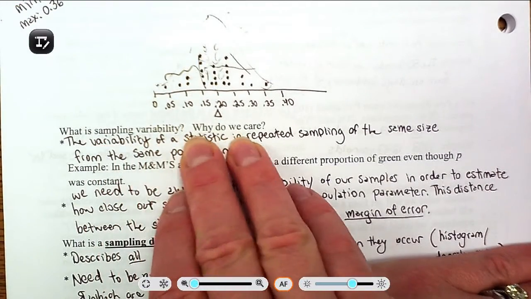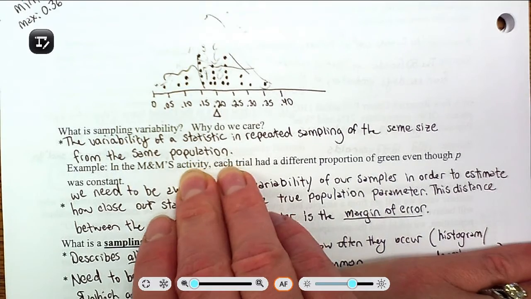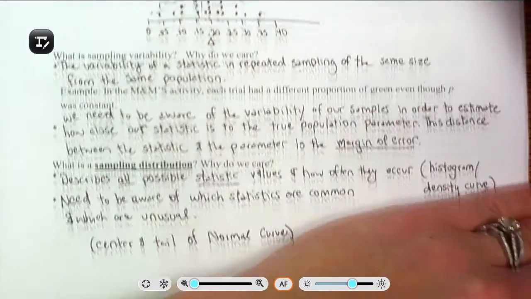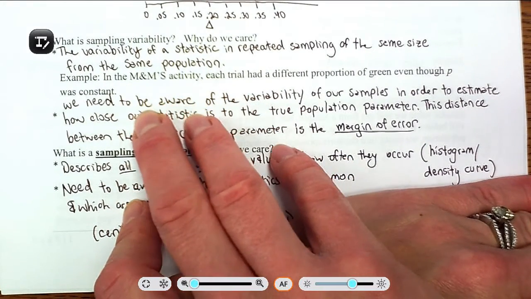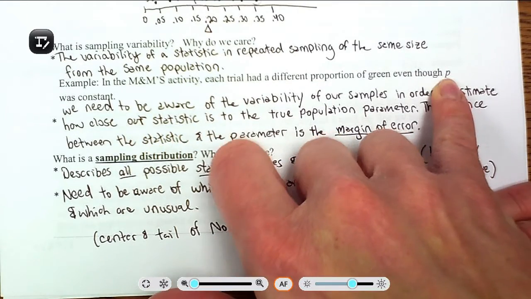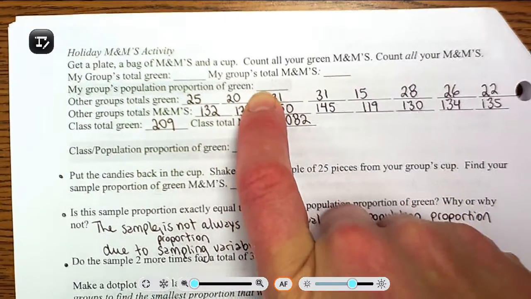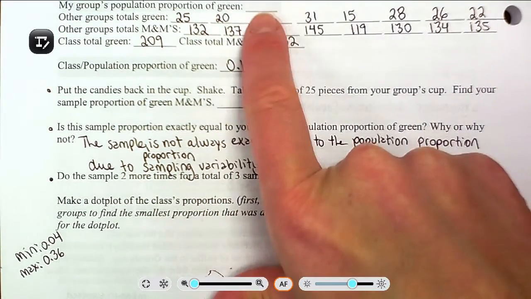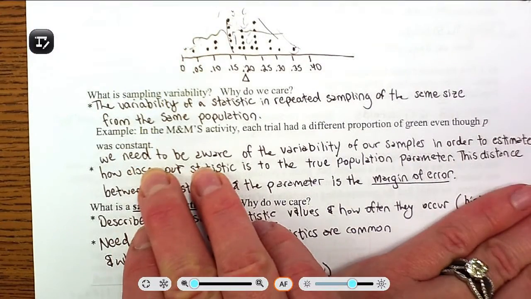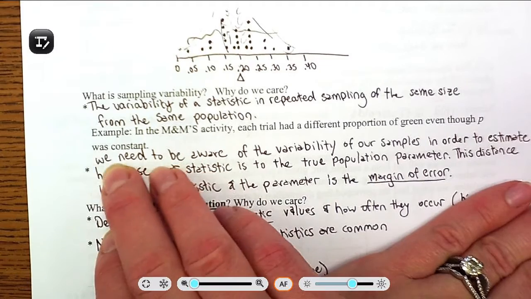Okay, what is sampling variability and why do we care? Sampling variability is the variability of a statistic in repeated sampling of the same size from the same population. Example, in the M&Ms activity, each trial had a different proportion of green, even though the true proportion of green was constant. So each group did not eat any M&Ms. They still had this golden proportion in front of them, but when they did their 3 sample proportions, they had different values than that true value of green. So in the M&Ms activity, each trial had a different proportion of green, even though p was constant.